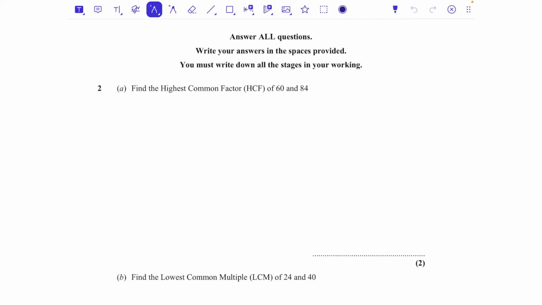Find the highest common factor of 60 and 84. So the highest common factor is the biggest number that fits into both of those numbers as a factor. There is a method, and we're going to do the prime factorisation of both of those numbers.